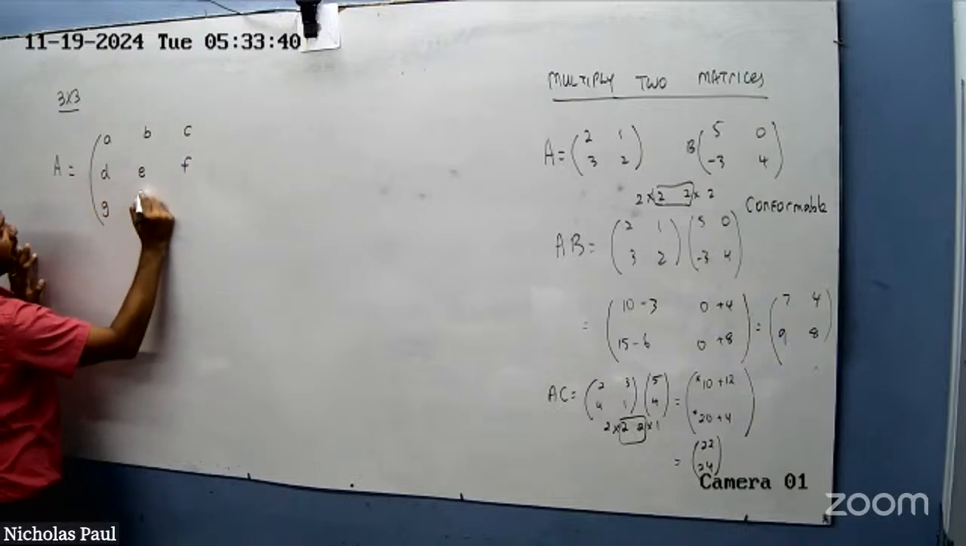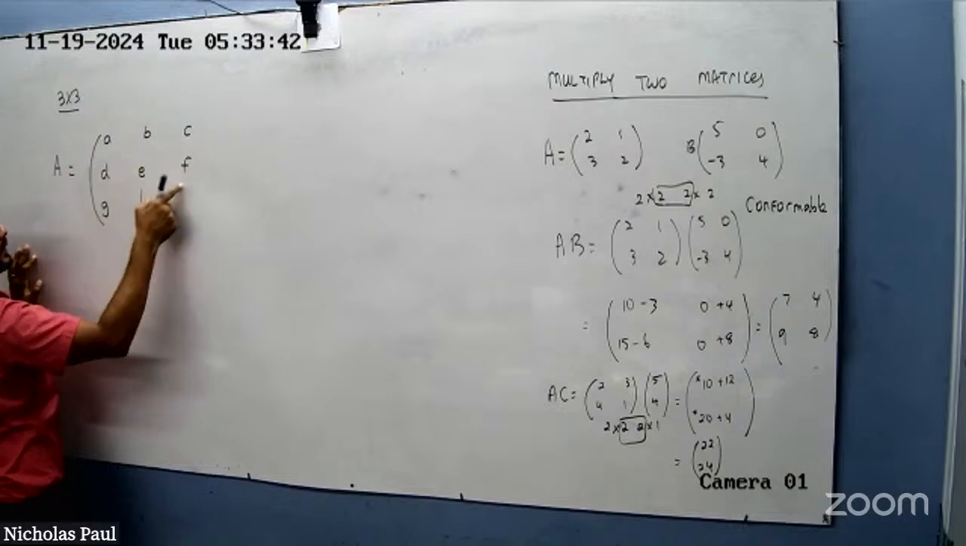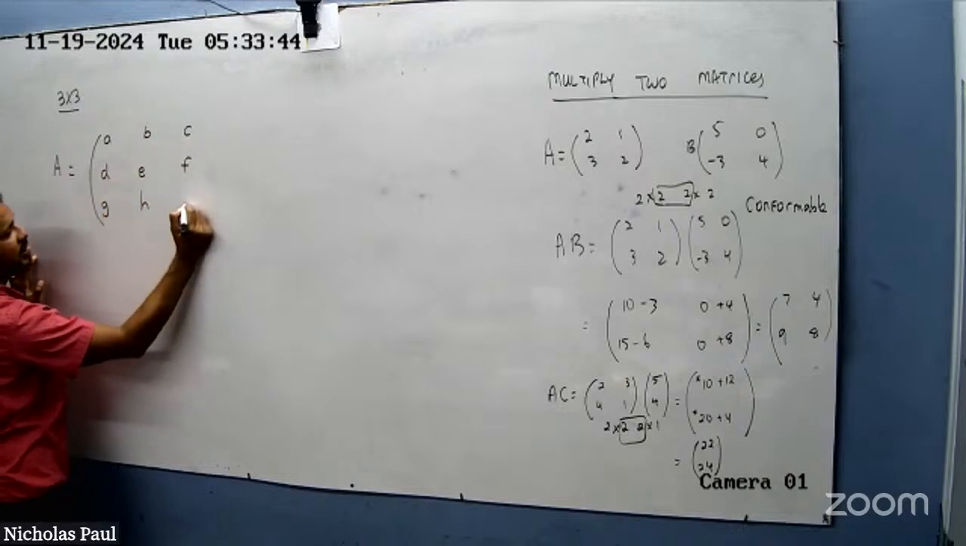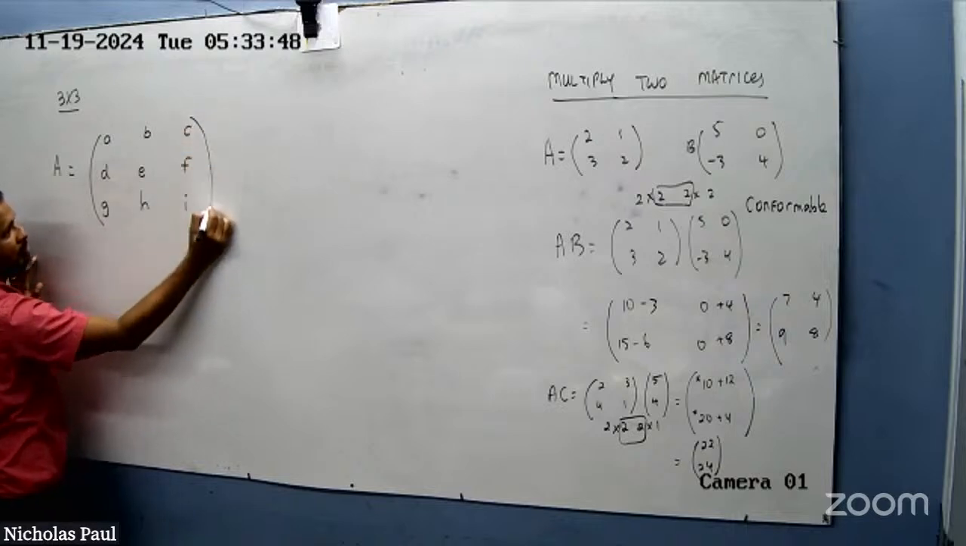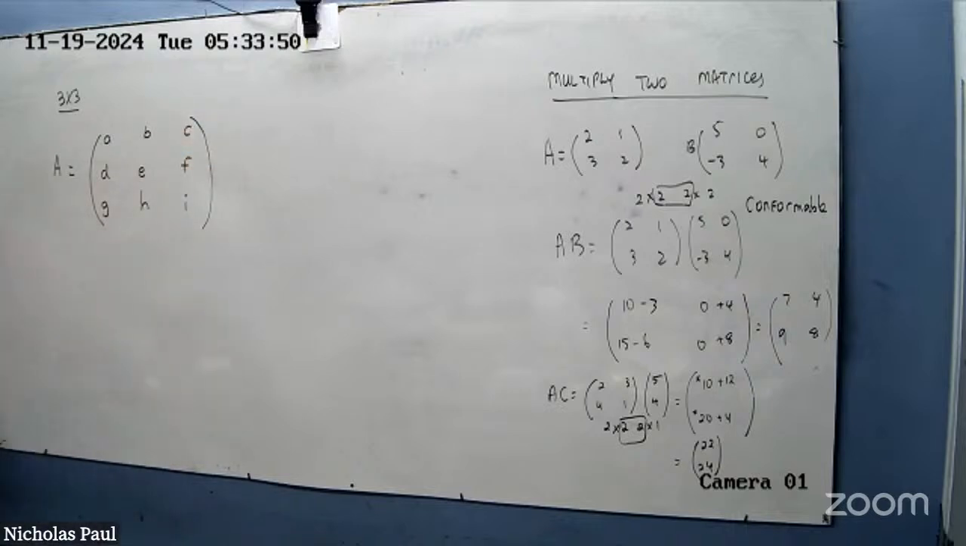A, B, C, D, E, F, G, H. All right, so let's say we get a matrix looking like that. And again, with that 3 by 3 matrix looking like that, we need to be able to find the determinant. How do we find the determinant of a matrix like this?